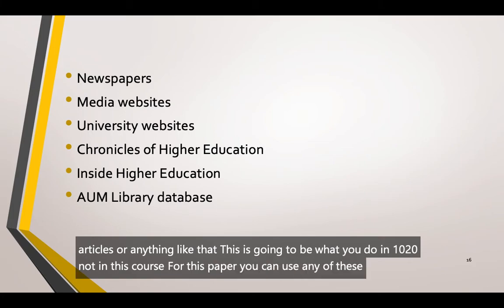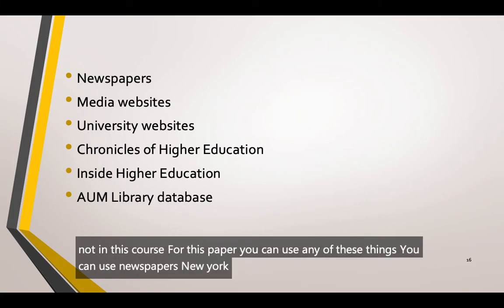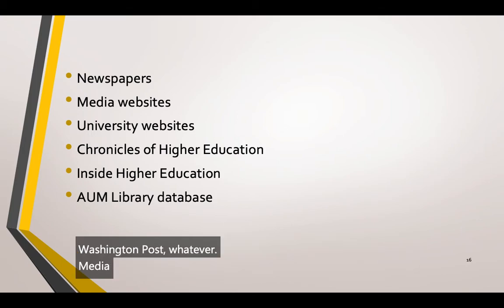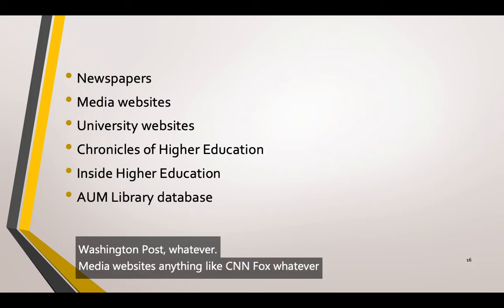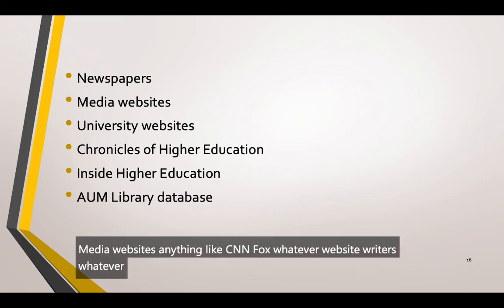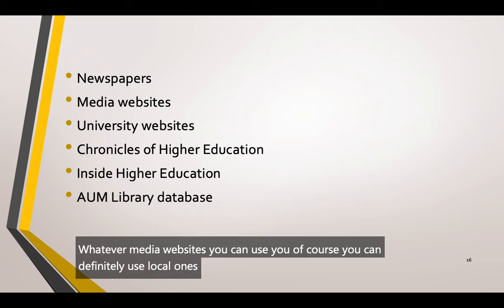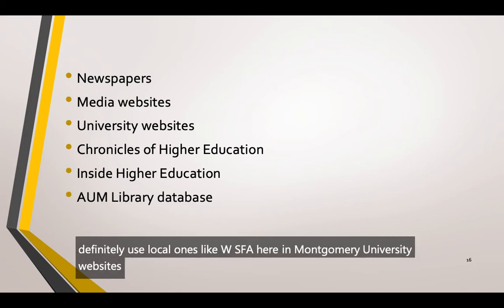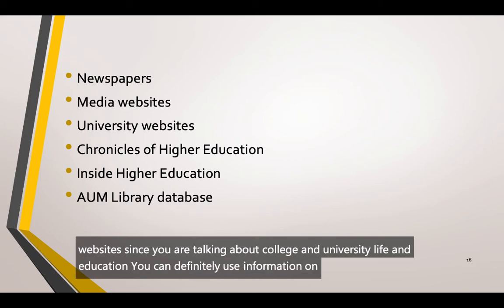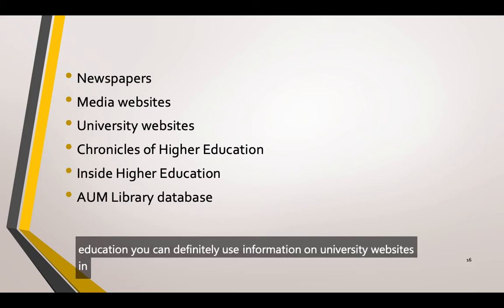You can use newspapers, New York Times, The Atlantic, Washington Post, whatever. Media websites, anything like CNN, Fox, Reuters, whatever media website you can use. Of course, you can definitely use local ones like WSFA here in Montgomery. University websites, since you are talking about college and university life and education, you can definitely use information on university websites as one of your sources.